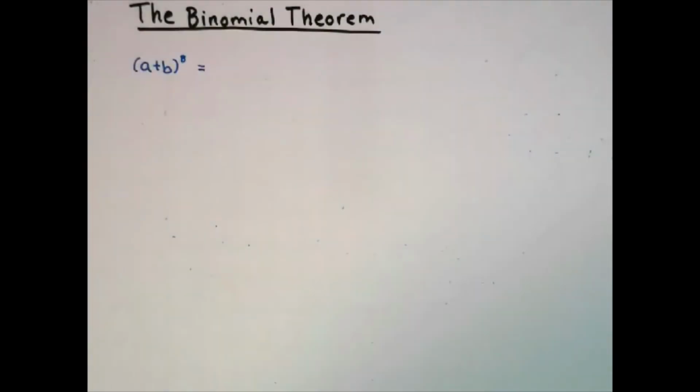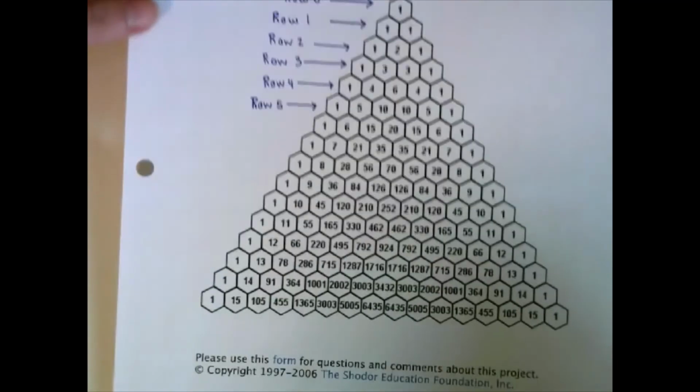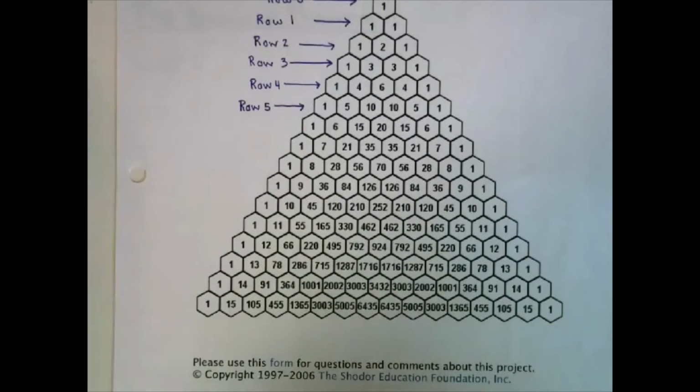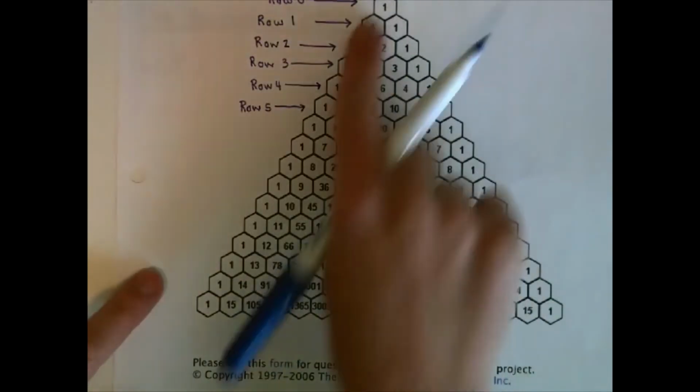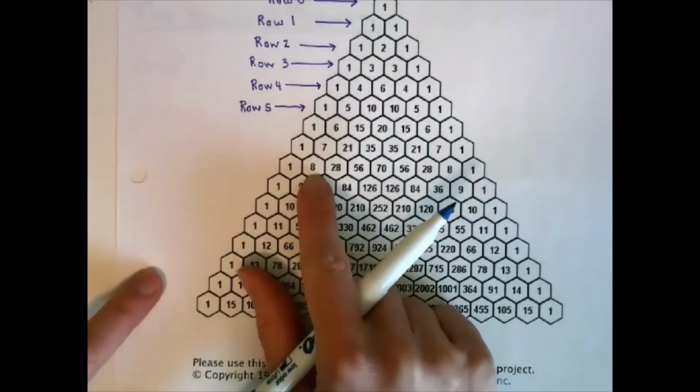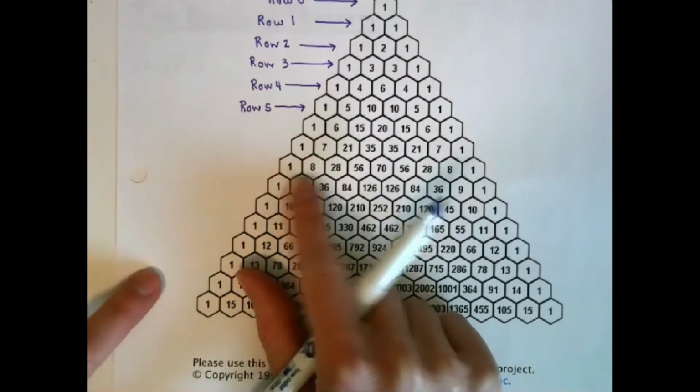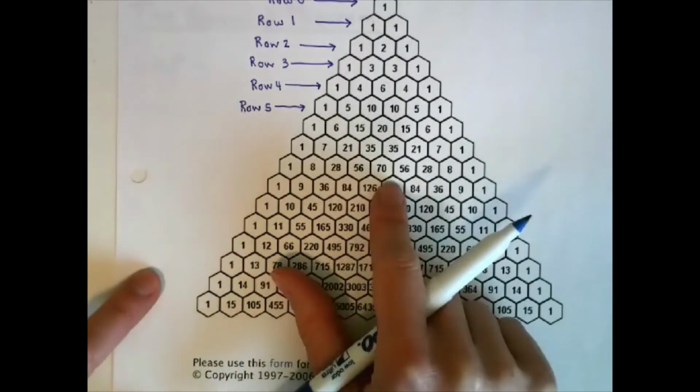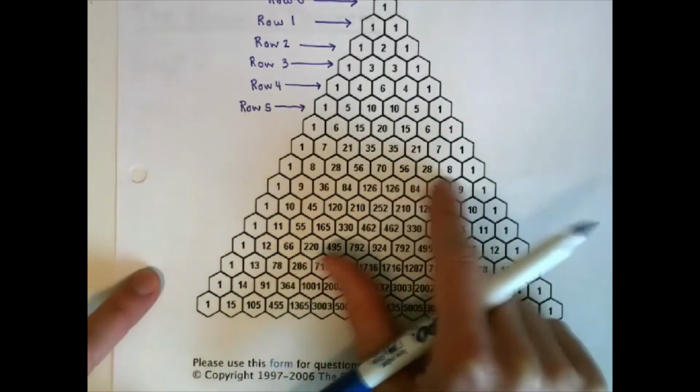Okay, so the first thing I'm going to do is pull the 8th row of Pascal's triangle. So here is Pascal's triangle. I am going to use the 8th row, the one that starts with 1, 8. So we have 1, 8, 28, 56, 70, 56, 28, 8, and 1. So I'm going to write those out.